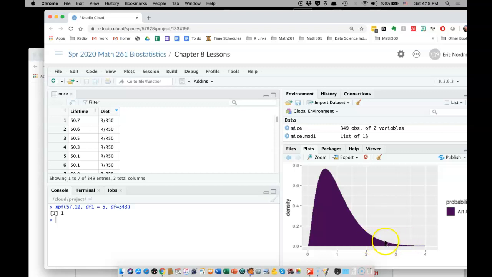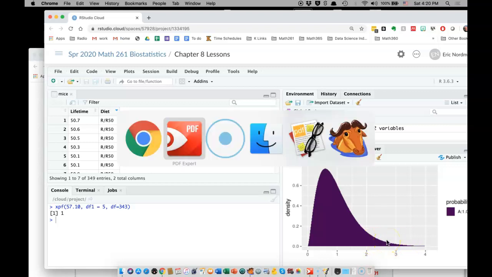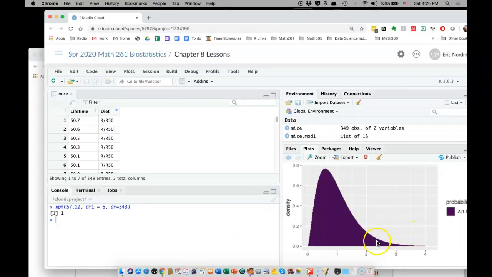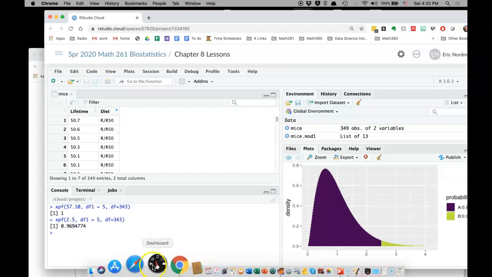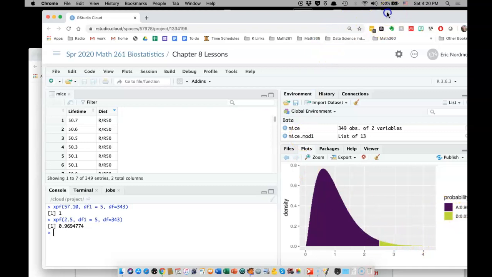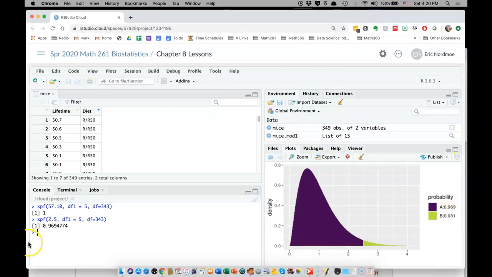Now, what was our value here? Our F statistic was 57.1. Well, we're way off the charts here. If you want to see what this looks like, I'll just pick a value like 2.5 just to show you. If we didn't have such an extreme value, we might put something like this in there, and then we'd see the probability at or beyond would be 0.031.